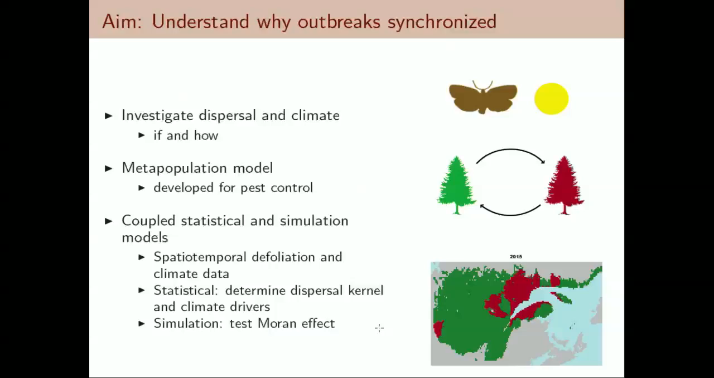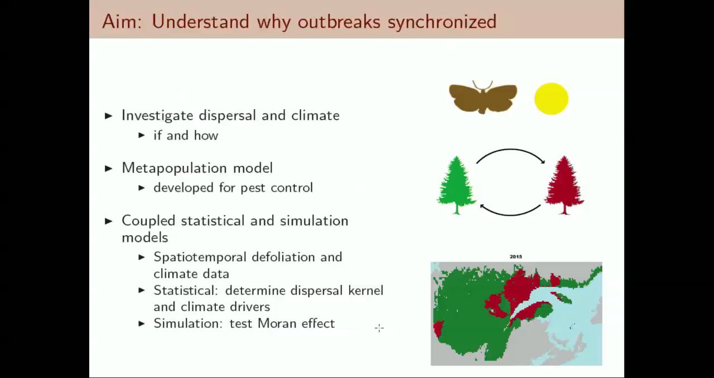So I used the available data, the spatiotemporal defoliation data, and also climate data in the same locations and in different years for each patch in each year. First I constructed statistical models to see what kind of dispersal kernel could be found in this defoliation, and what the climate drivers were. So what was the climate in the previous year to an outbreak happening in a location? And then to really test the Moran effect, the spatial autocorrelation, I used simulation models with these same statistical relationships.